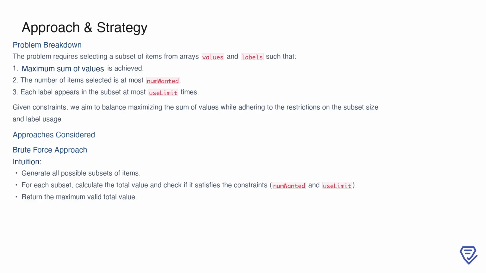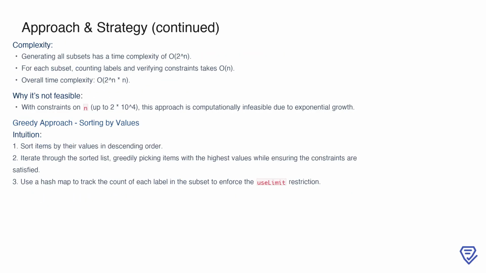While this method is conceptually straightforward, it's computationally expensive due to the sheer number of subsets we'd need to evaluate, especially with larger inputs. The brute force approach involves generating every possible subset, which has a time complexity of O(2 to the power of n). For each subset, verifying the constraints, such as checking label usage and the number of selected items, takes O(n). This results in an overall complexity of O(2^n * n), which is impractical for the input sizes allowed by the problem, where n can go up to 20,000.